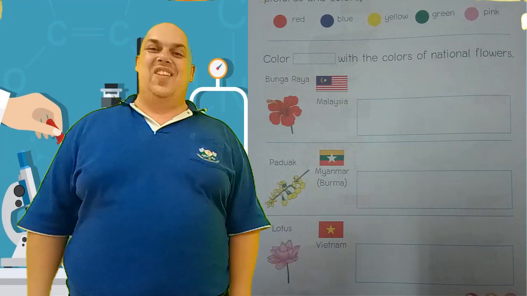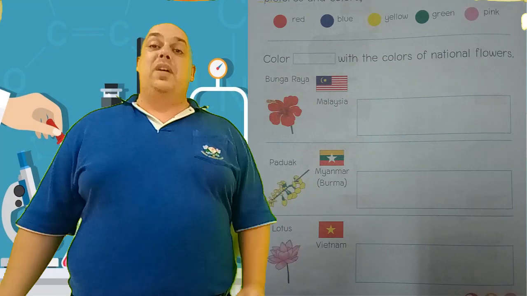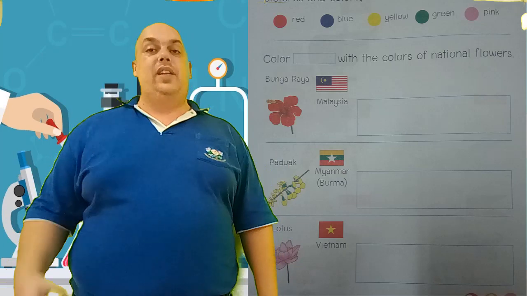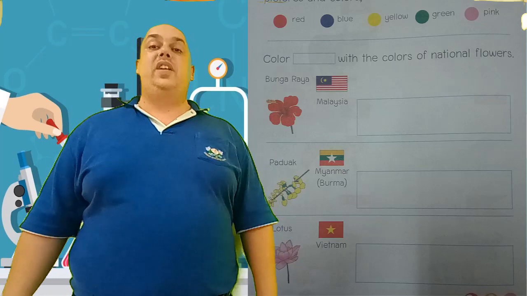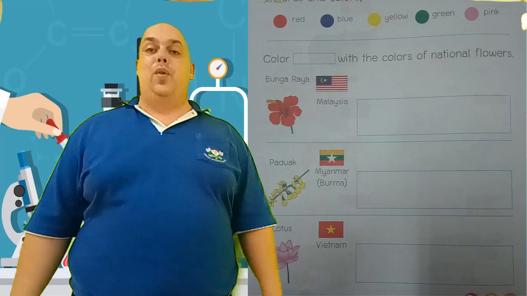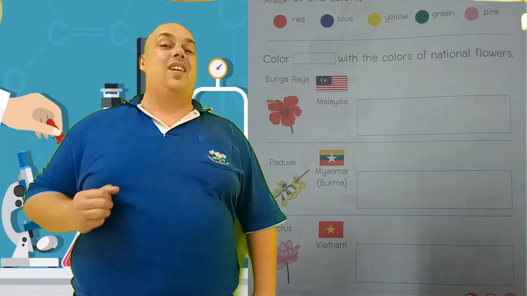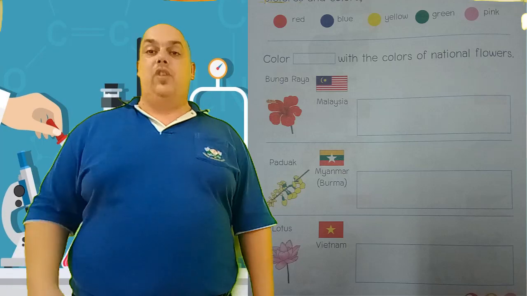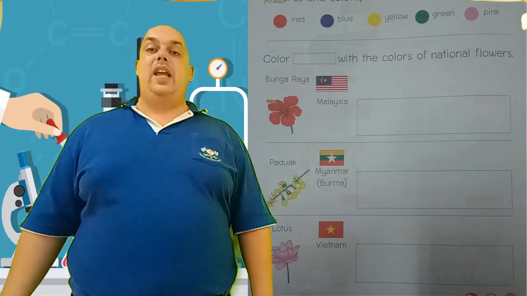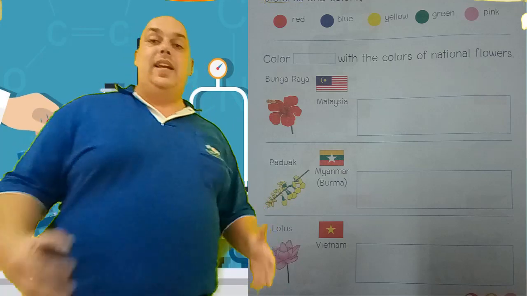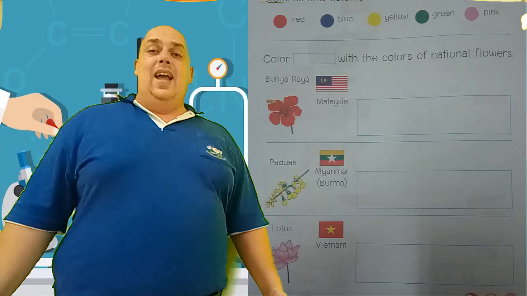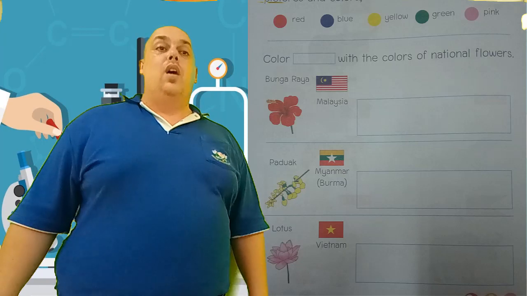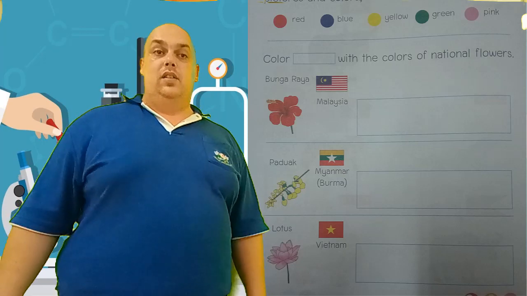Okay, we all know that song, don't we? All right, but now we're going to go back to this page. So over here we see 3 different countries with 3 different flowers, and more importantly, 3 different color flowers. So we're going to start with Malaysia. Malaysia. And the national flower of Malaysia is the Bunga Raya.